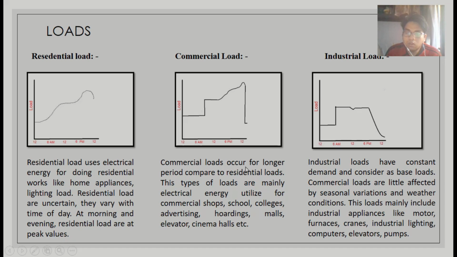Next, the commercial load occurs for a longer period compared to residential load. This type of load is mainly electrical energy utilized for commercial shops, schools, colleges, advertising hoardings, malls, elevators or cinema halls. Next, industrial loads. Industrial loads have constant demand and are considered base loads. Industrial loads are little affected by seasonal variation and weather conditions. This load mainly includes industrial appliances like motors, furnaces, cranes, industrial lighting, computers, elevators, and also pumps.